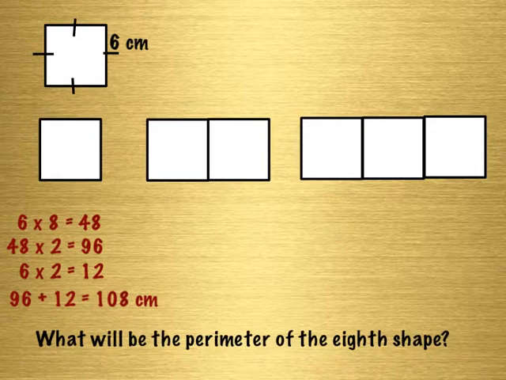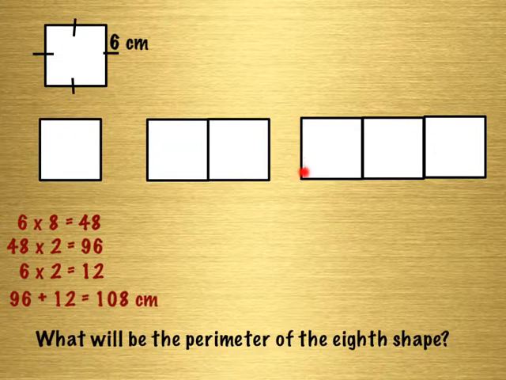Okay, so to get this answer, I have to realize that every time I have a square, the top and bottom will always be showing. The top and bottom are all going to be 6 centimeters. I'm going to have 8 shapes. So I'll do 6 times 8 to get the top length. 6 times 8 is 48. Then the bottom will be the same, so I can multiply that by 2 to get 96. 96 centimeters will give me the top and bottom length.